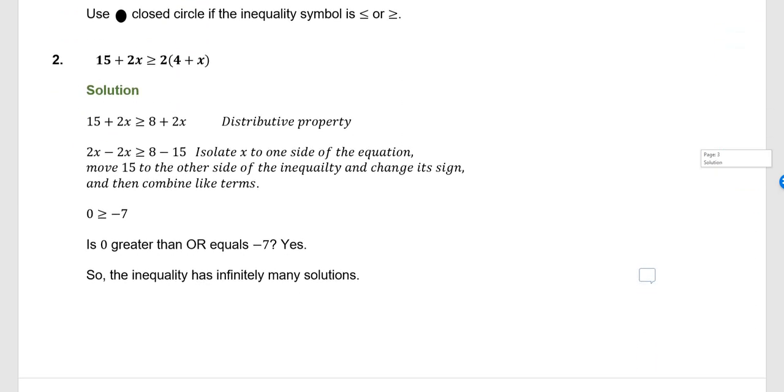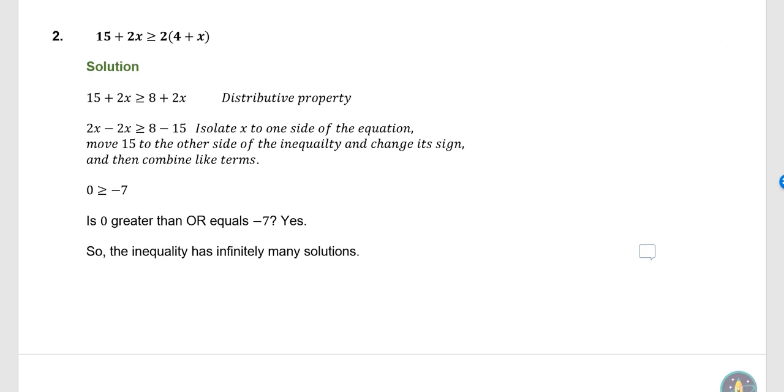Let's look at the next example. 15 plus 2x is greater than or equal to 2 times 4 plus x. Here we could obviously use the distributive property, right? So we get 2 times 4 and then 2 times x, right? So 8 plus 2x, and then we have 15 plus 2x.